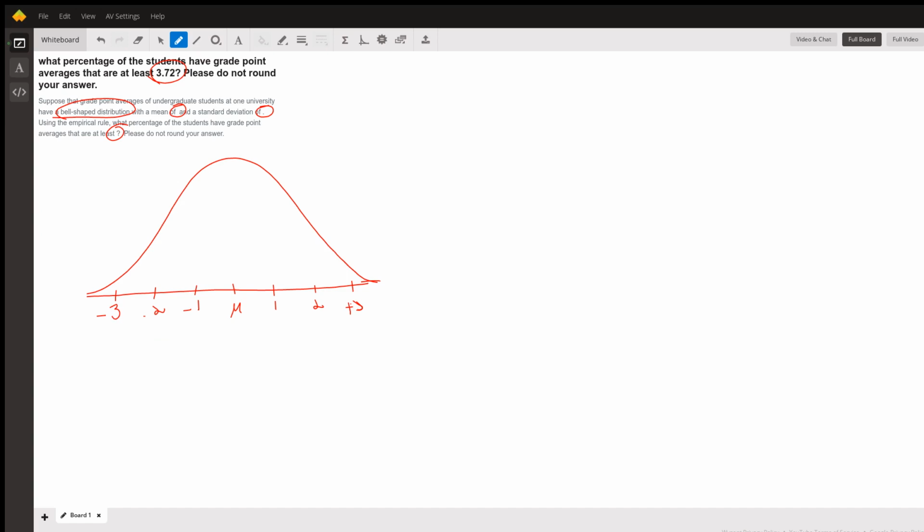So the empirical rule states that if this is a distribution of all undergraduate grade point averages at this university, about 68%, it's not exactly, but about 68% of all of those grade point averages are going to be between -1 and 1 standard deviation of the mean. In other words, they're going to be within 1 standard deviation of the mean.